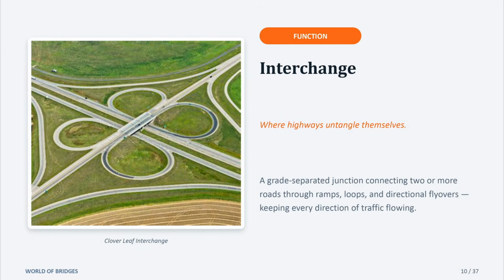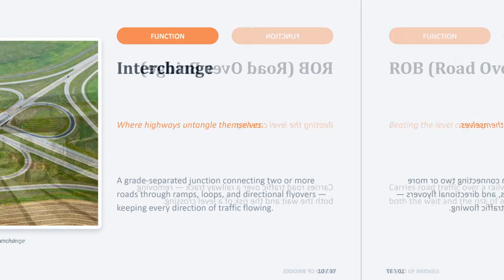An interchange is a full grade separated junction. Ramps, loops, directional flyovers built so traffic can move between two or more roads without ever stopping. This is a cloverleaf interchange, one of the most recognizable interchange geometries there is.